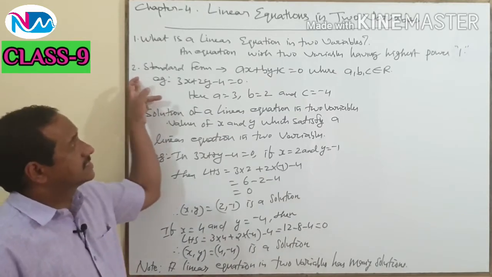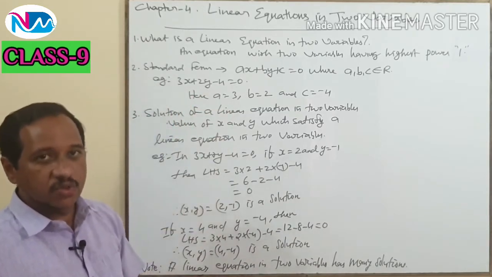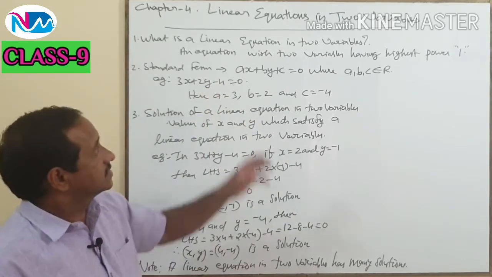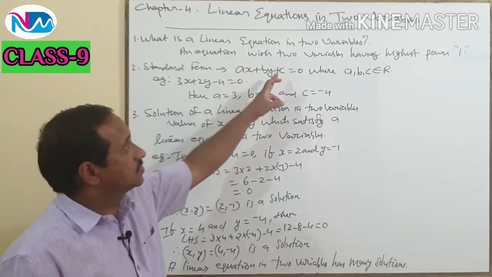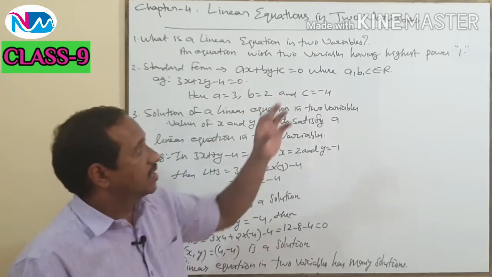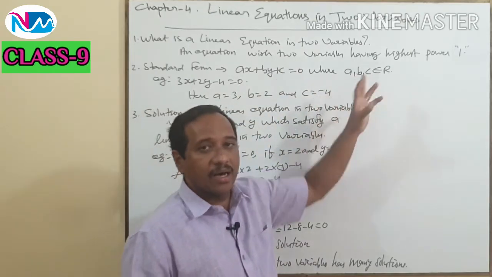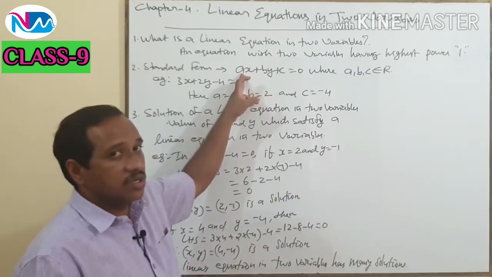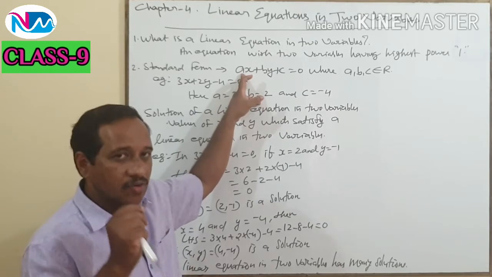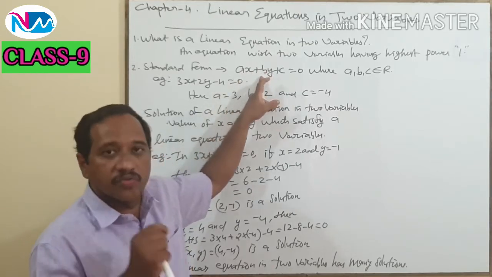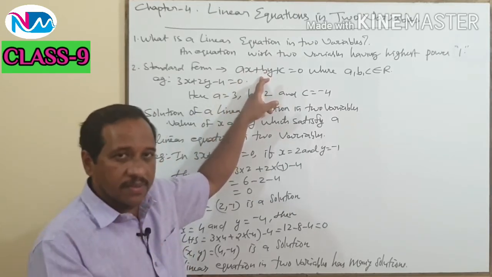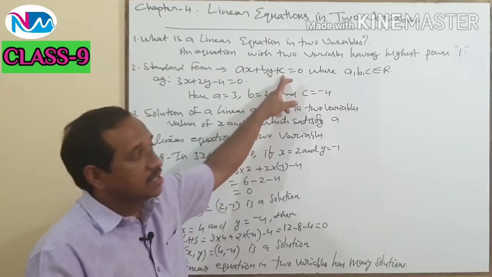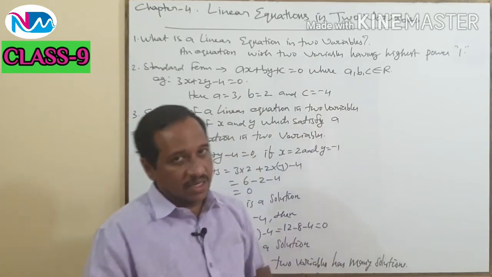Second point is standard form of a linear equation in two variables. The standard form of a linear equation in two variables is ax plus by plus c is equal to 0, where a, b and c are real numbers. That means here a is the coefficient of x, that will be a real number. b is the coefficient of y, that also will be a real number. And c, that is a constant term, that also will be a real number.